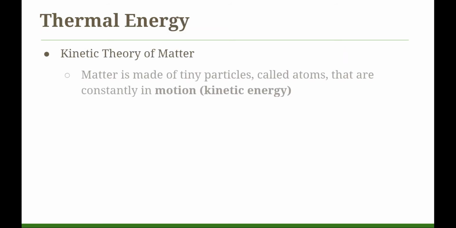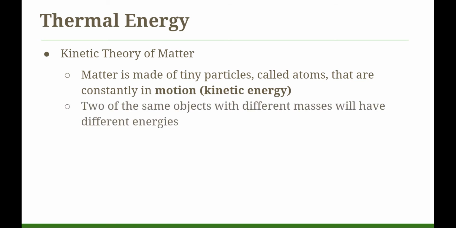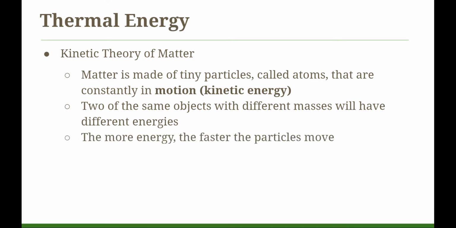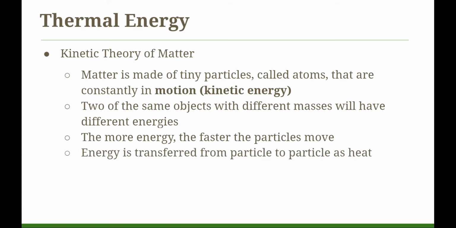The kinetic theory of matter states that matter is made up of tiny particles that we call atoms that are always moving, so they always have kinetic energy. Two objects with different masses will have different energies because one has more particles in it. So the larger object has more particles. So that means it's going to have more total energy. The more energy something has, the faster the particles move. And energy is transferred from particle to particle as heat.